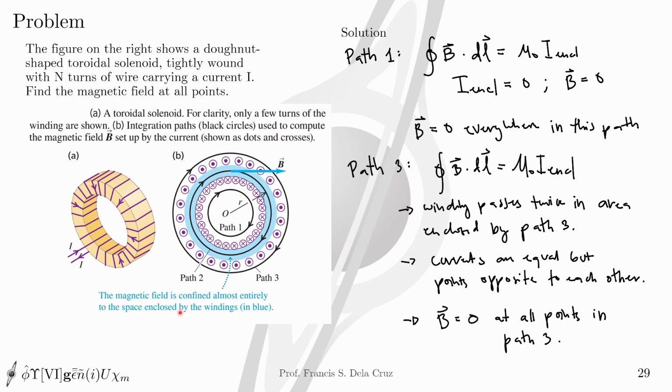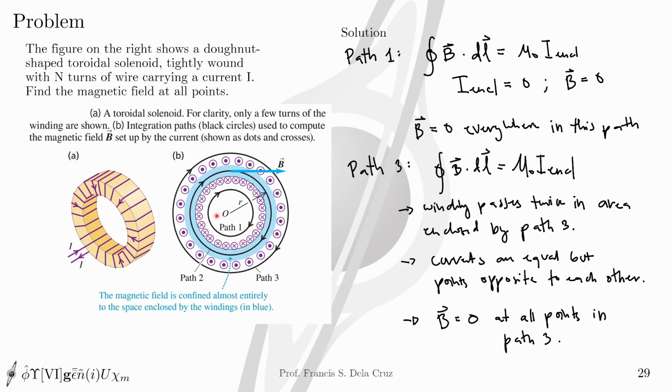The figure below shows a donut-shaped toroidal solenoid, tightly wound with N turns of wire carrying a current I. Find the magnetic field at all points. So this is our toroidal solenoid. You can have three paths.